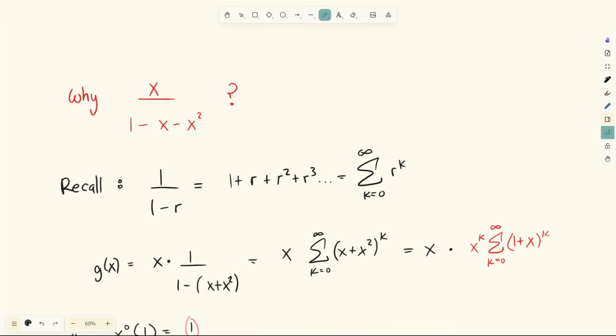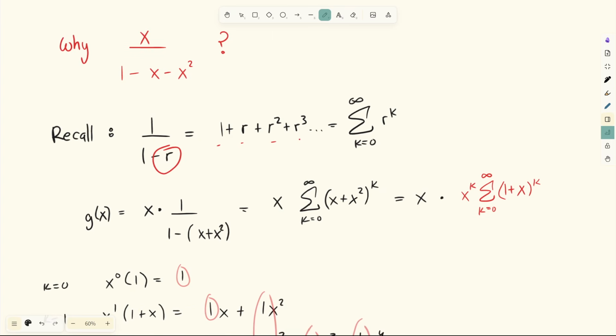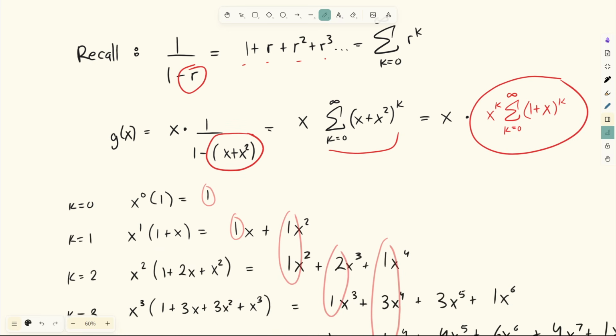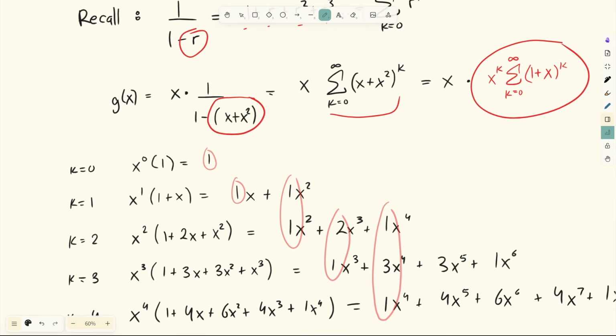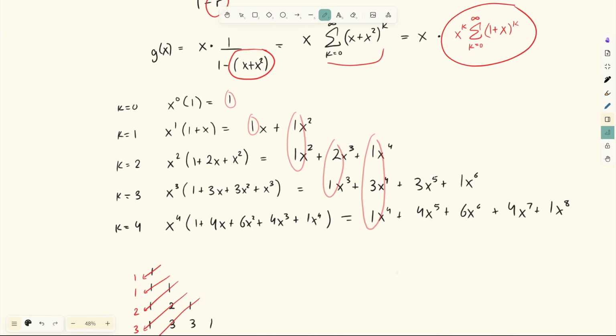So why x over 1 minus x squared? To do this, we again use the geometric sequence thing. So 1 over 1 minus r is just 1 plus r plus r squared plus r cubed and so on. And it turns out that if you consider this thing as r, you can get the following sum. And if you factor out an x to the k from this, this is what the sum becomes. And if you look at what the sum is for k equals 0, 1, 2, 3, 4, you get to see some really nice pattern.